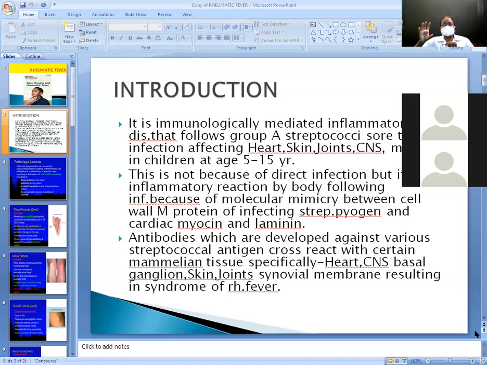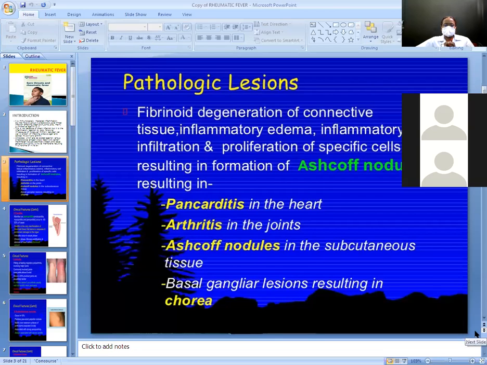And these antibodies cross-react with your tissues because of molecular mimicry, or similarity, between that antigen and your tissue. So they specifically attack the heart, CNS, the basal ganglia part of the CNS, skin, and joints, mainly the synovial membrane, and that results in the syndrome of rheumatic fever. Pathologically, there is fibrinoid degeneration, inflammatory reaction, inflammatory edema, infiltration of inflammatory cells. So actually there is pericarditis, arthritis, formation of nodules in subcutaneous tissue, and involvement of basal ganglia of the CNS.